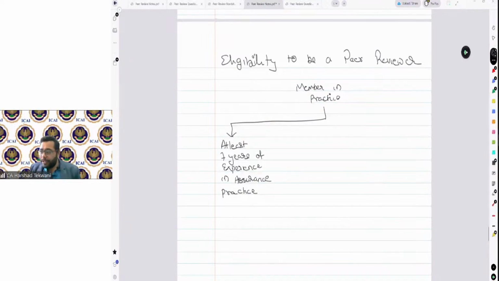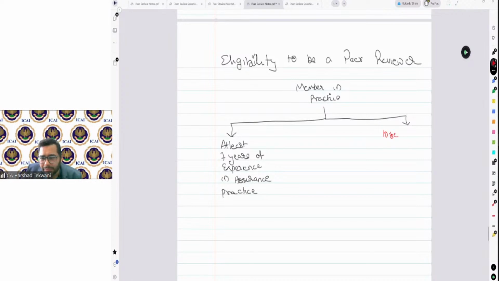Now, what if the person was earlier in employment and then shifted to the practice? In that case, there are separate conditions for such members, a member who is in employment and subsequently came into practice. He is required to have two things. One, at least 10 years of experience in employment.